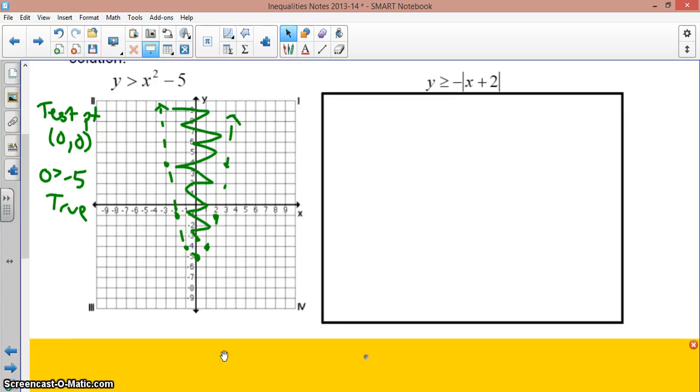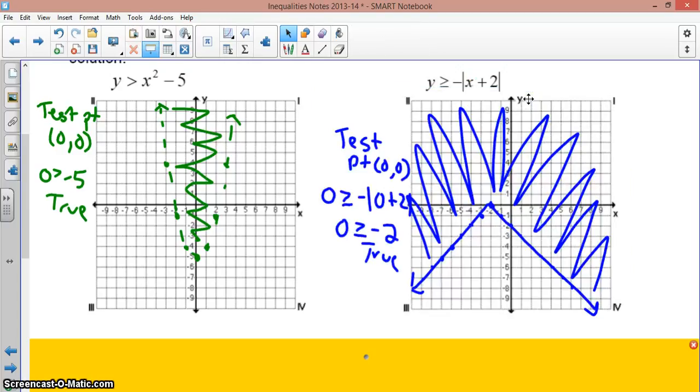How about you go ahead and pause the video and try the next example here. Y is greater than or equal to negative absolute value of x plus 2. Alright, welcome back. Hopefully you had a chance to do that. You should have gotten this as your answer. The absolute value V is flipped and shifted 2 units to the left. And then since I have a greater than sign, the greater y values need to be shaded, so that is going to be actually outside of the absolute value V, or you could use the test point as you see here.